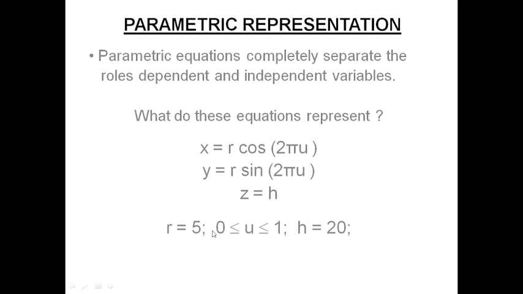You can just imagine that u is varying from 0 to 1. You can put the value of u equal to 0. So when you put u equal to 0, you have r equal to 5, so x becomes 5 and y becomes 0, because sine 0 is equal to 0, so y is equal to 0, and z is equal to 20.